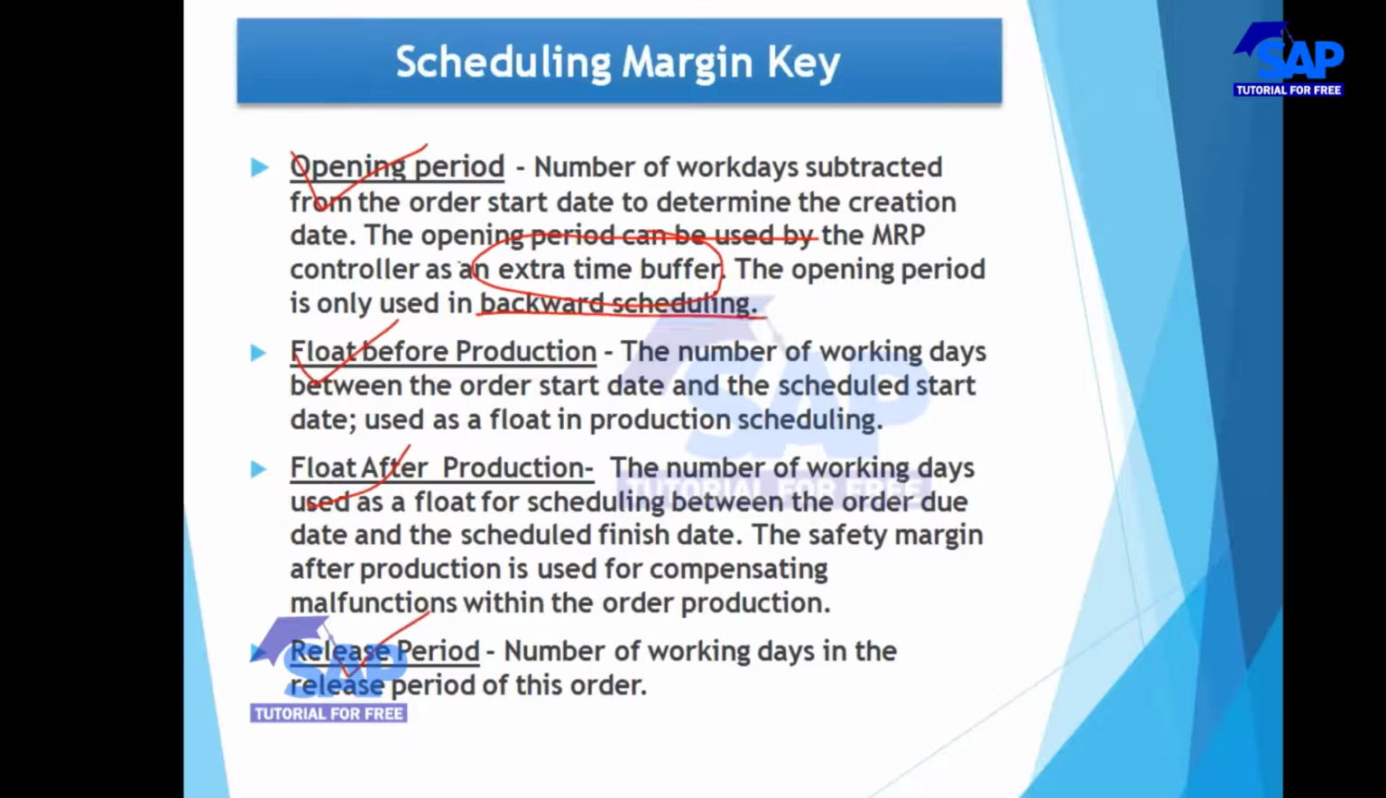Scheduling. I'll show you in the system where all these are maintained. Okay. Now float before production. Float before production is the number of working days between order start date and scheduled start date. Okay, so it is an extra.